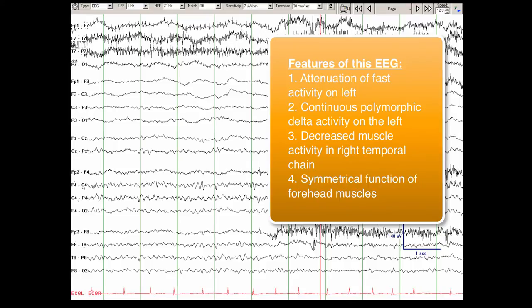Therefore, we can conclude that this patient probably has some temporalis and possibly lower facial muscle weakness on the right side. Putting it all together, you could say that perhaps this patient has a lower motor neuron facial weakness on the right due to cerebral dysfunction on the left.